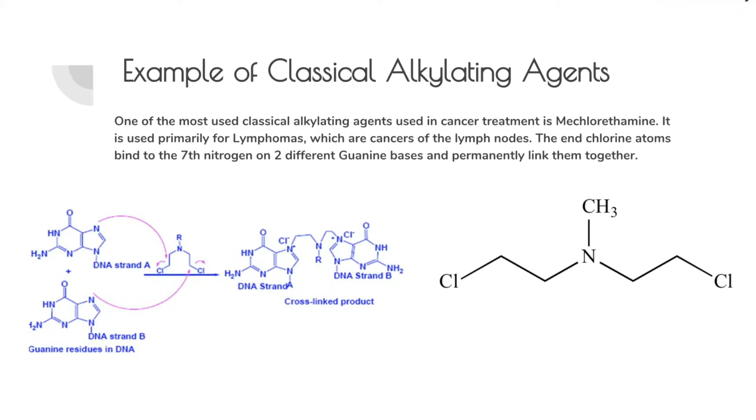If you look at the image on the right, you can see the chemical structure of the drug. If you look at the image on the left, you can see how it works once introduced into the body. Once the drug enters the cell, it binds to the 7th nitrogen on the guanine molecule from each strand, and on the right of the long blue arrow, you can see what the final linkage of the 2 guanines would look like in the cell.